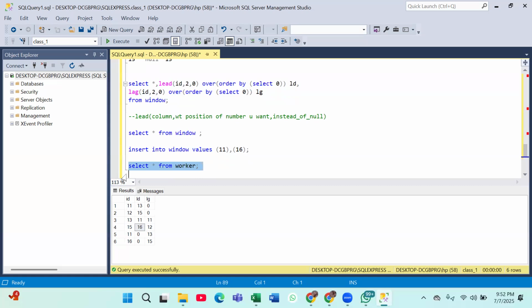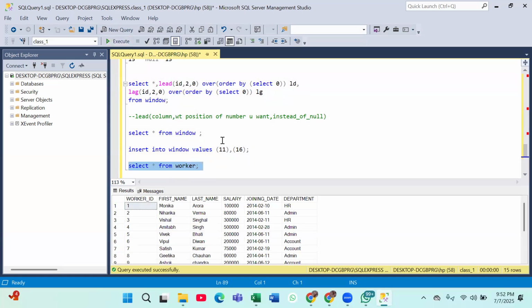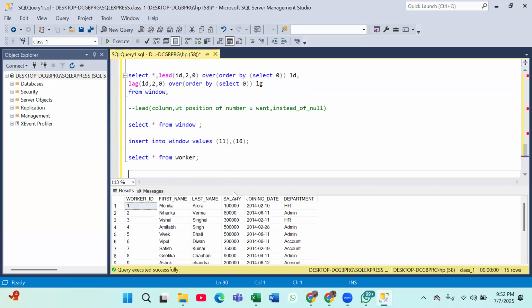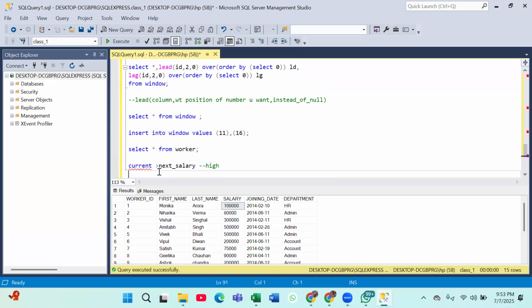Let me have my worker table now. What you guys have to do is, we have some salaries here of different workers, right? I want to compare the salary. This salary should be compared with my next salary. Okay, my current salary should be compared with the next salary. If your current salary is greater than your next salary, then you will give the remark as high.